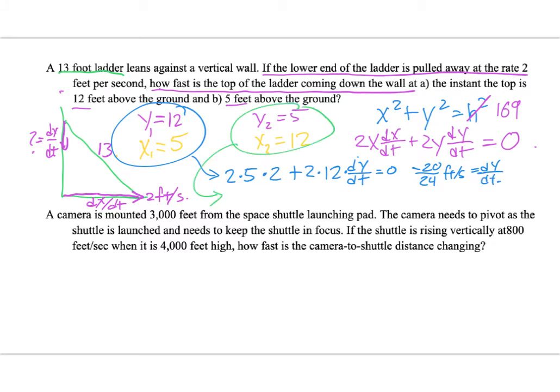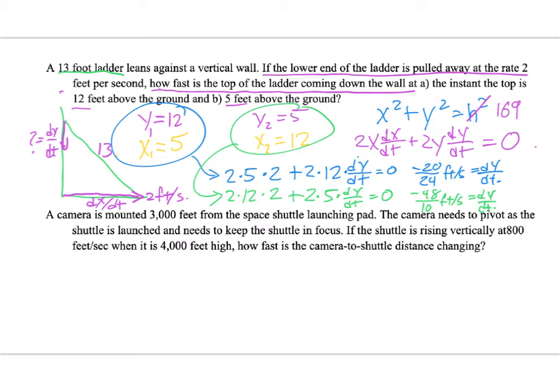Doing this one, we're going to have 2 times 12 times 2 plus 2 times 5 times dy/dt is equal to 0. We end up with 48. So that's going to be negative 48 over 10 feet per second is equal to dy/dt. So it's interesting because this rate is increasing as it gets further down the wall.